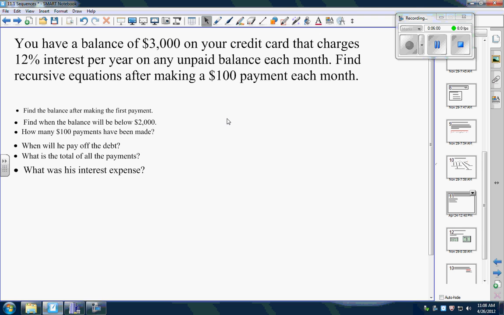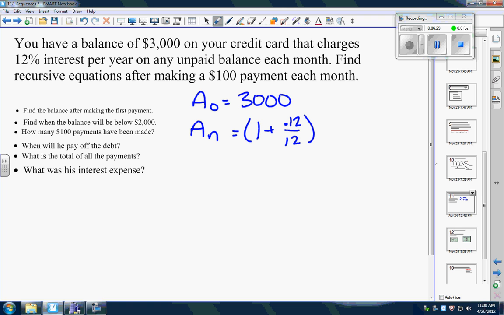So we want to do these 6 things. Now we're going to use the calculator to help us out, but it requires a special way to input these things. So first thing we need to do is get some equations. The amount we borrowed or have on the credit card is $3,000. The amount we're going to owe in the nth month is 1 plus the rate, always make sure it's a decimal, over 12, times a sub n minus 1, so whatever the previous month's balance was, and subtract the $100 payment that we're going to make.